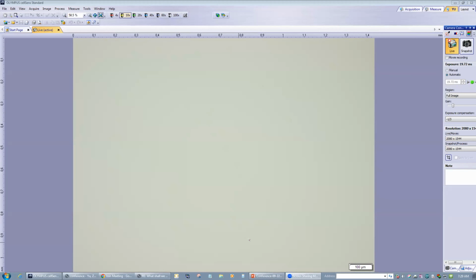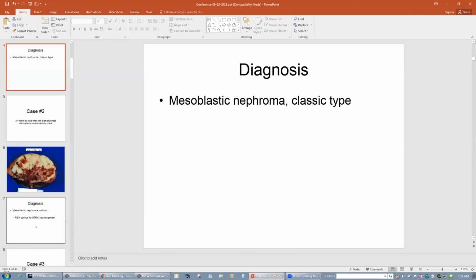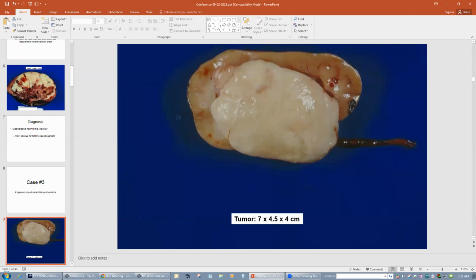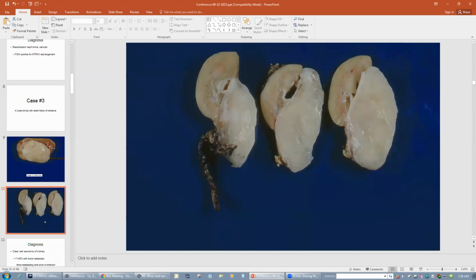So the third case, also a young patient, a 3-year-old boy with a recent history of hematuria. This is the tumor. That's the residual kidney, and the tumor is usually located at the central line or in the medulla area. It is very well circumscribed. This is another cut section, very well circumscribed and well separated from the kidney, but there is involvement in the lower pole.